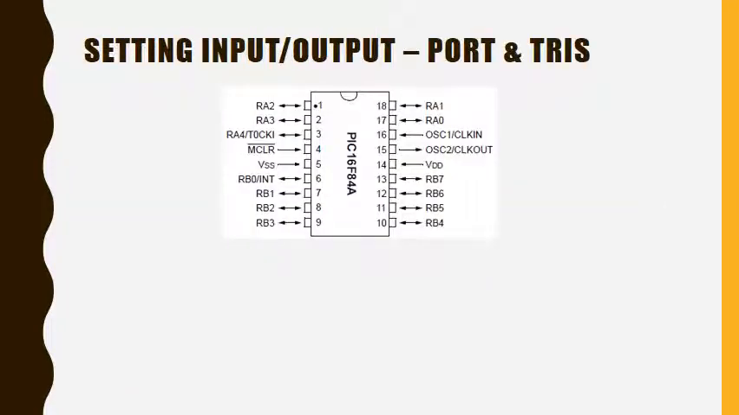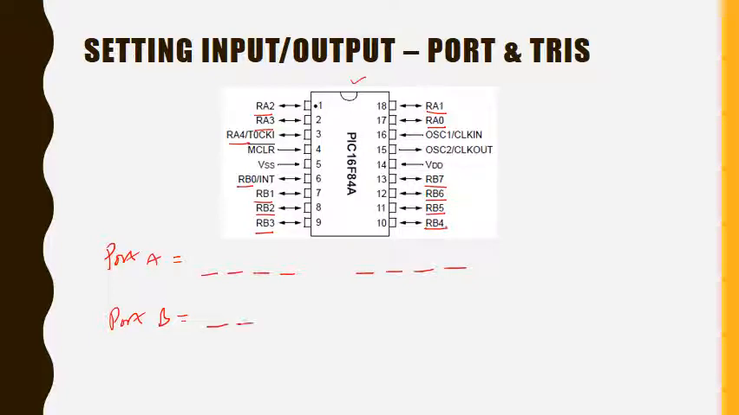So by now, we already know that PIC has two input-output ports. That is, we have port A, and another one, port B. So how do we know that? We know this from the datasheet and also from the printouts on the chip itself. You can see pins RA0, RA1, RA2, RA3, and RA4. These 5 pins make up port A. And RB0, RB1, RB2, RB3, RB4, RB5, RB6, and RB7. These 8 bits make up port B.